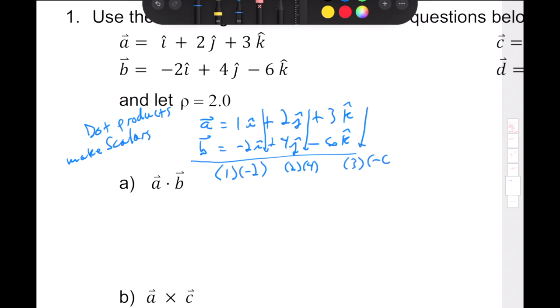3 times negative 6. So I took the i components and multiplied them. I took the j components and multiplied them. I took the k components and multiplied them. Why am I saying that? Multiply. I may as well just keep saying it.